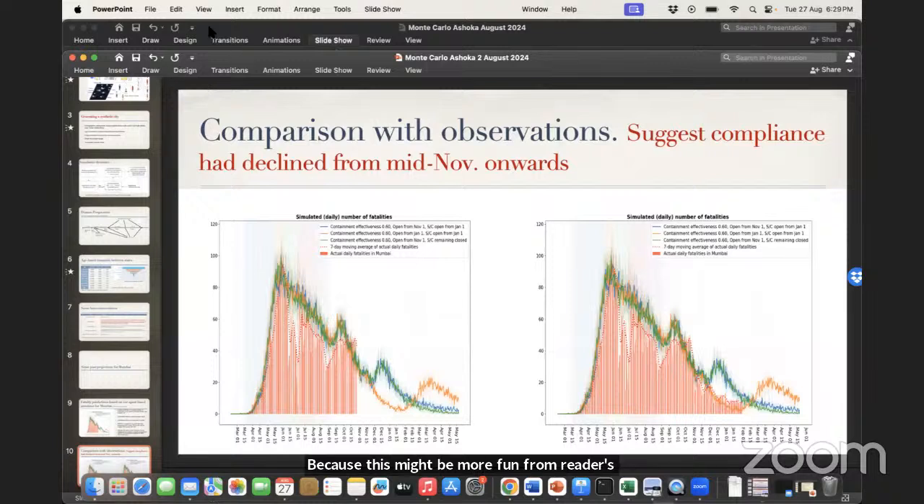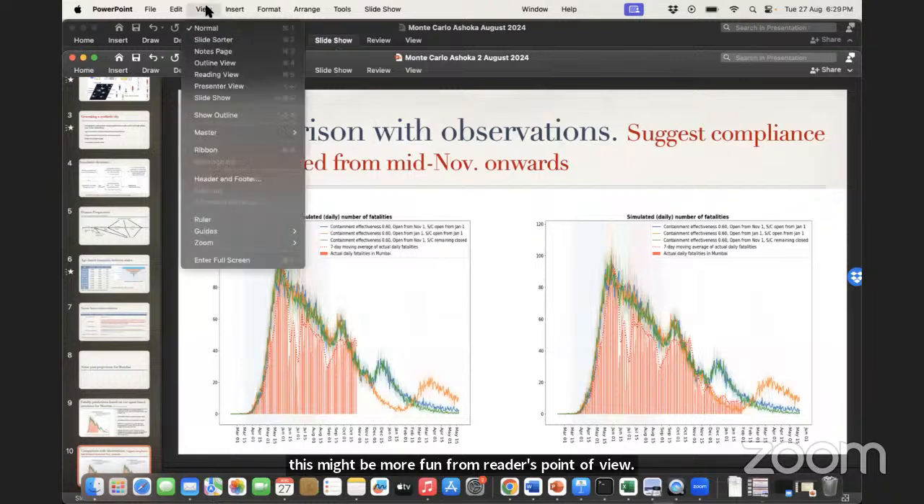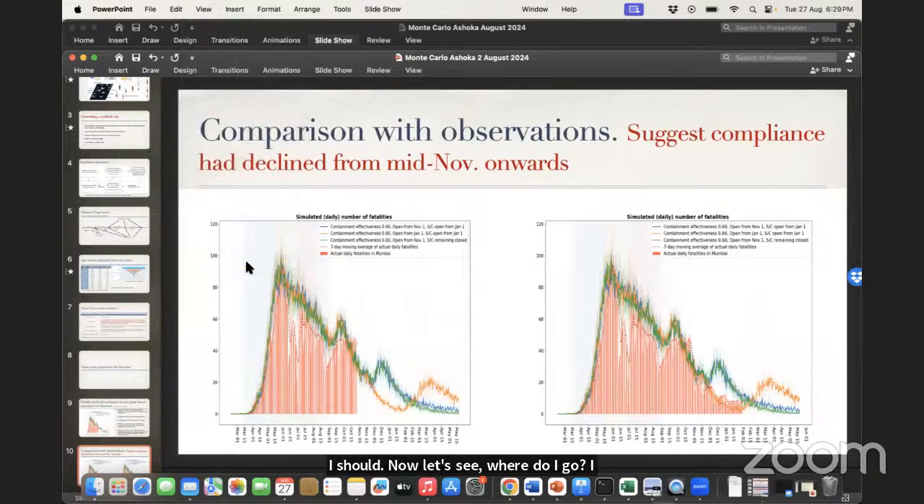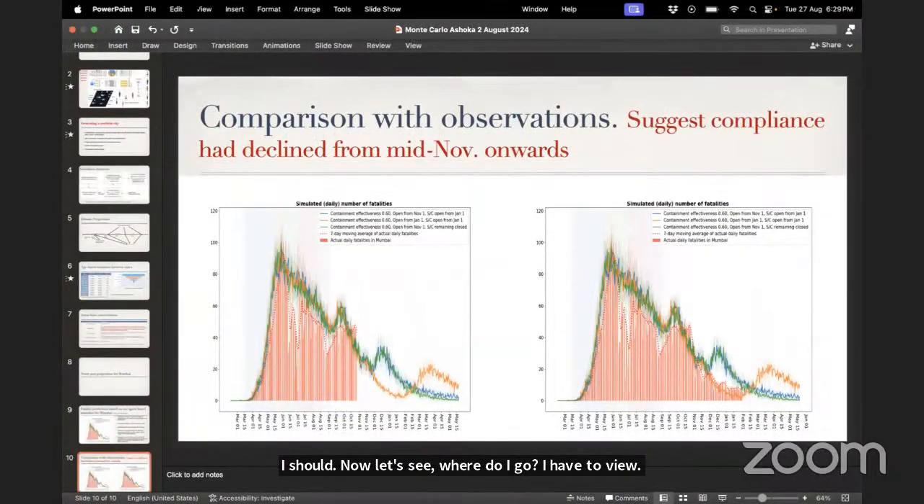Sure. Now, let's see, where do I go? I have to view, enter full screen. It's not giving me the option now.